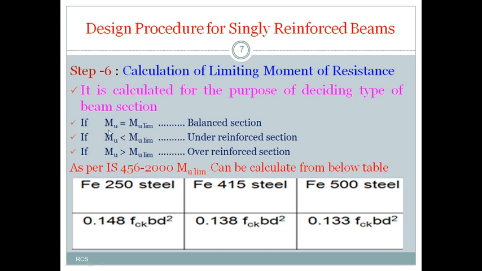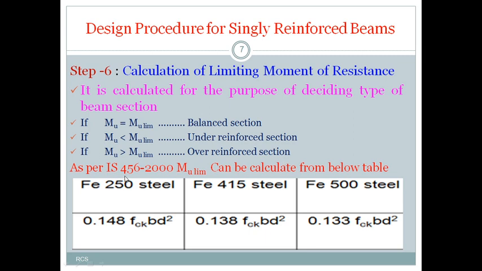Say if your ultimate or factored bending moment is equal to the limiting moment of resistance, then I can say it is a balanced section. If your factored bending moment is less than the limiting moment of resistance, then it is an under reinforced section. And finally, if your factored or ultimate bending moment is greater than the limiting moment of resistance, then it is an over reinforced section.